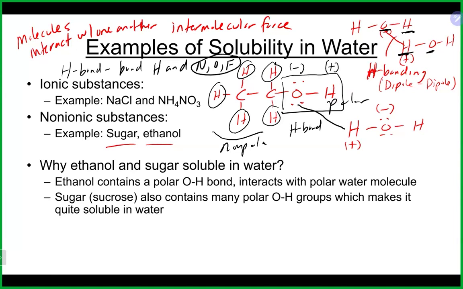Sugar as well is also very soluble in water. Sugar is a little larger of a molecule, but it is littered with OH groups everywhere. So it has a lot of OH groups everywhere. And everywhere there's an OH group, it allows it to interact well with water. And it makes something like sugar quite soluble because of those OH groups. Okay, let's continue on then.